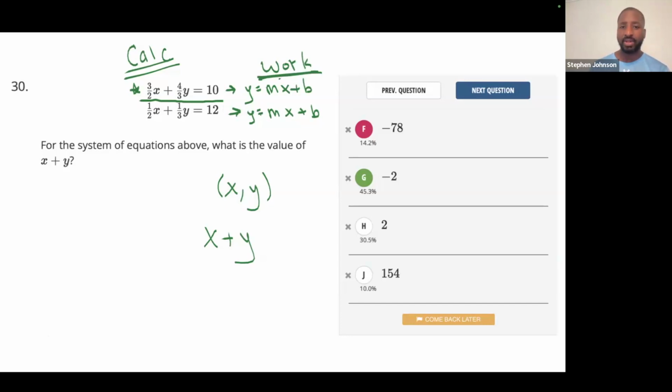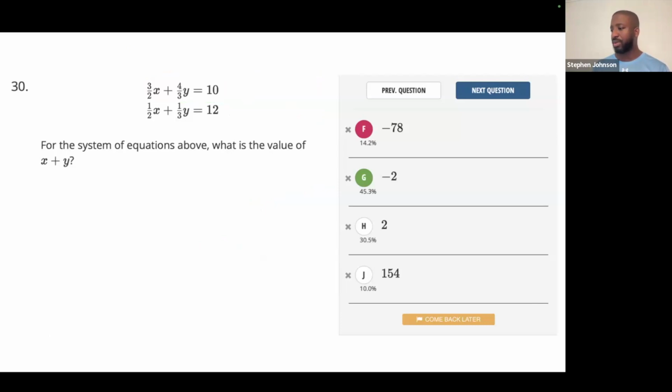Then once you have that in your calculator, you'll get a graph, two lines. Those lines will intersect at some point that represents the solution to the system of equations. And again, like I said, that point of intersection is x, y, and you just go in and add those two values to each other. So that's the best way to solve this.